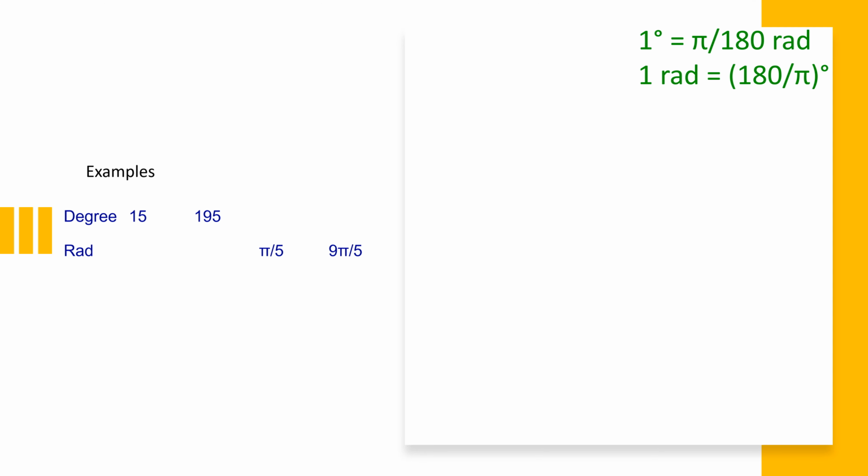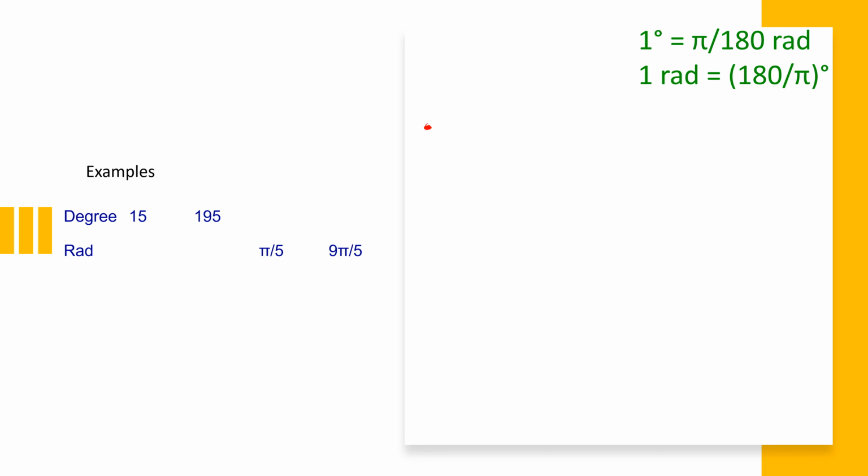I'm putting up the formulas from the previous slide right here. So we have 15 degrees and 195 degrees, and I want to convert them to radians. And then we have pi over 5 and 9 pi over 5 radians, and I want to convert them to degrees. So how exactly do we do that? Let's take a look at the degrees first.